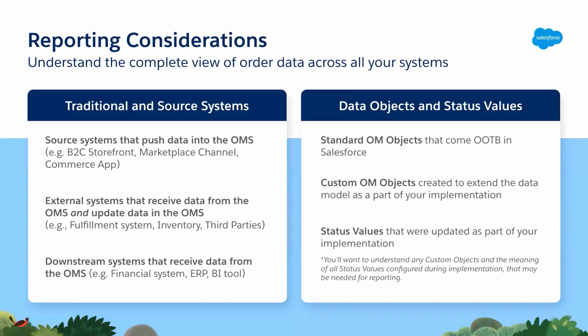The standard order management objects in your org, and potentially custom objects as well, have status values that indicate the current status for records of that object. For example, whether an order has the status of activated or completed, or whether a line item has the status value of allocated or fulfilled. Additional status values may have been added as part of your implementation. So you'll want to understand what these status values mean, as they can be helpful for reporting.